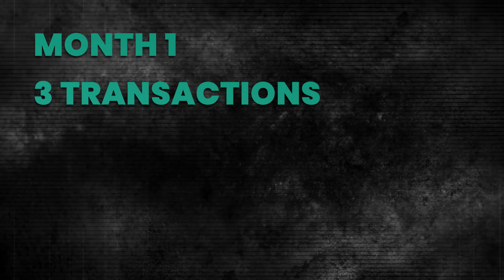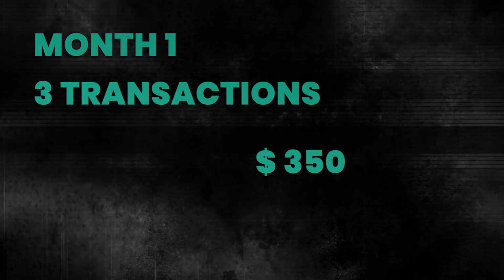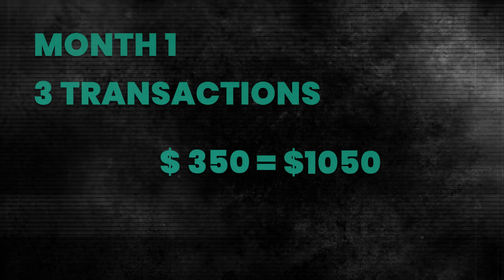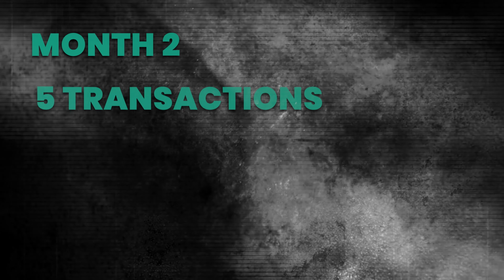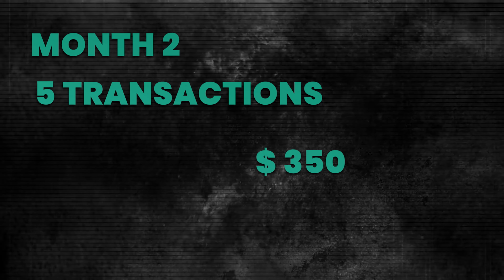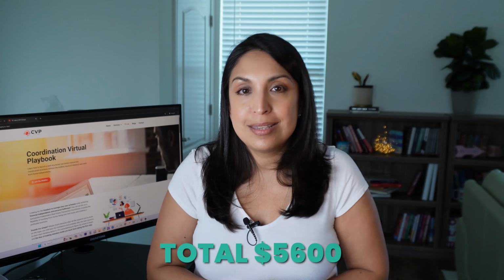For example, if you're just starting out, your projection might look something like this. The first month, you might expect to have 3 transactions at $350 each, which will bring $1,050. On the second month, you are planning to close 5 transactions at $350 each, which equals $1,750. And on the third month, you might expect to close 8, which is $2,800, totaling $5,600.